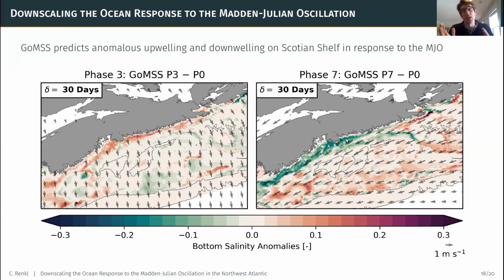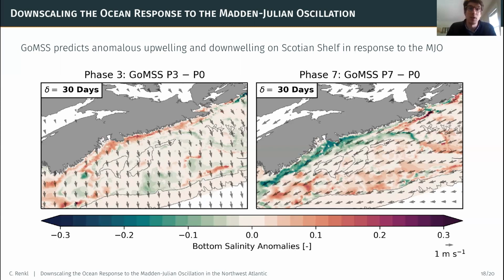So phase 7 again is half a cycle later of the MJO, and 30 days is approximately the time it takes through half the cycle. So this time is similar to a shorter time lag after phase 3 actually. So that's where this similarity comes from.